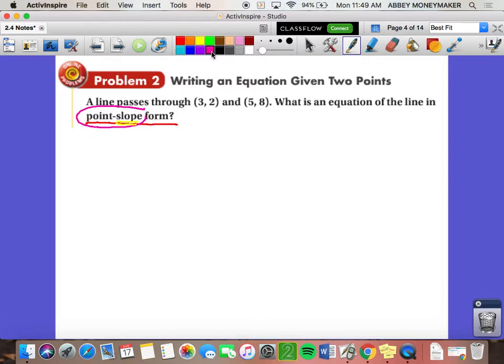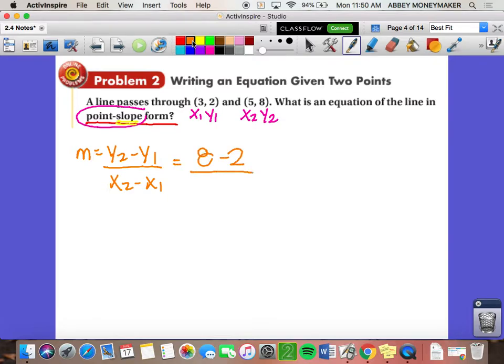It sure doesn't. So I'm going to have to go back to what we just learned in 2.3, and I'm going to have to find the slope between these 2 points. It all builds. Isn't that so nice? All right, so in order to find the slope, I have to do y2 minus y1 over x2 minus x1. So here I'm going to do 8 minus 2 over 5 minus 3. That gives me 6 over 2, so my slope is 3.